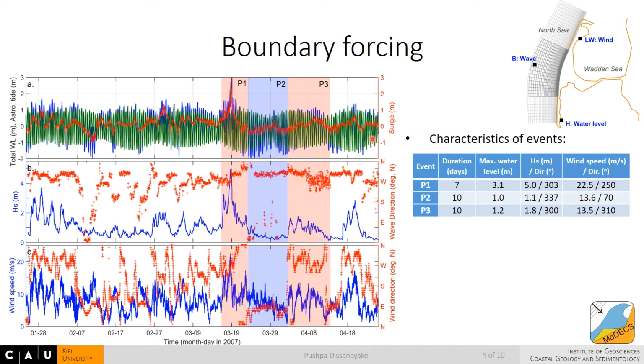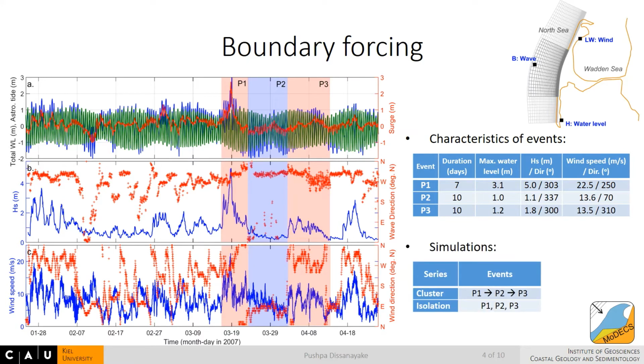Here are the characteristics of these 3 events. P1 lasted 7 days, P2 and P3 10 days. So these are the maximum water level of each event, and these are the characteristics of wave and wind at maximum water level. So P1 is an extreme event, P2 is a weak event, P3 is an intermediate event. We simulated these 3 events in 2 series, cluster and isolation. In cluster, we simulated in sequence. In isolation, we use the same initial bathymetry and run each event separately.